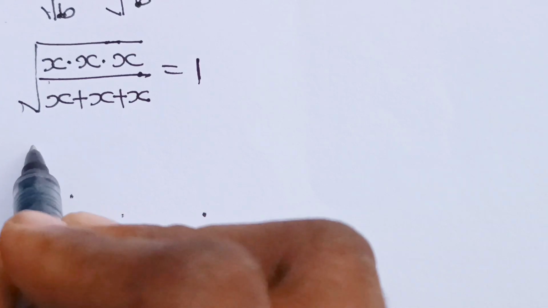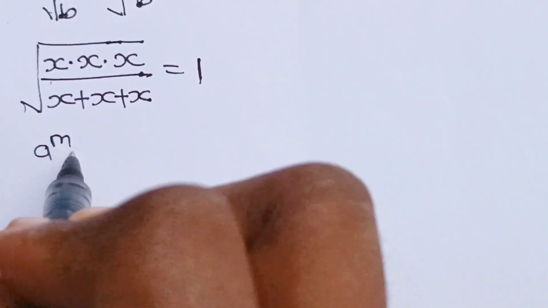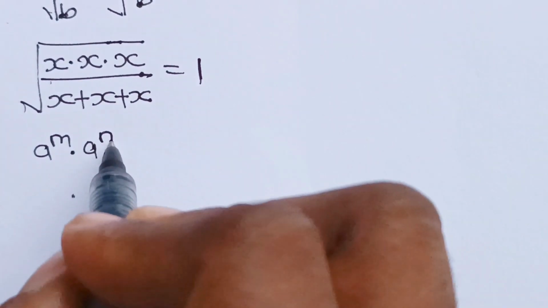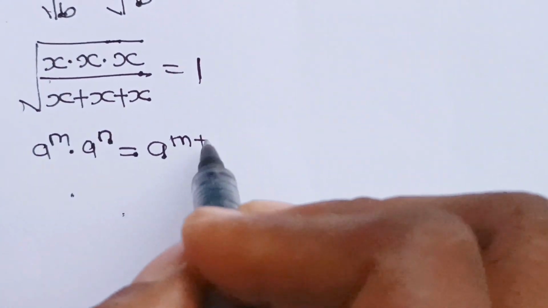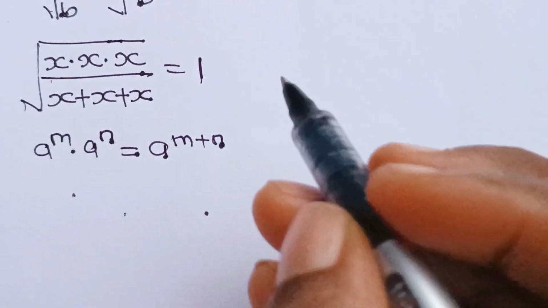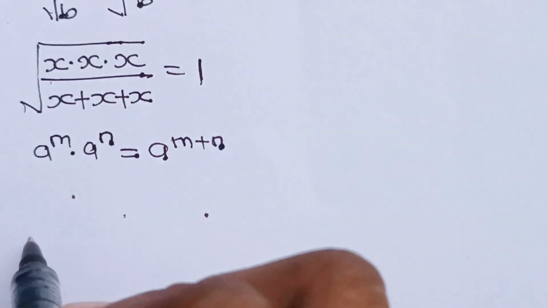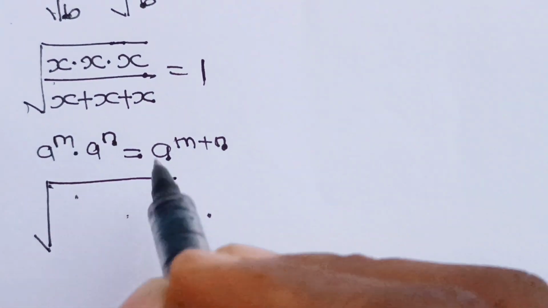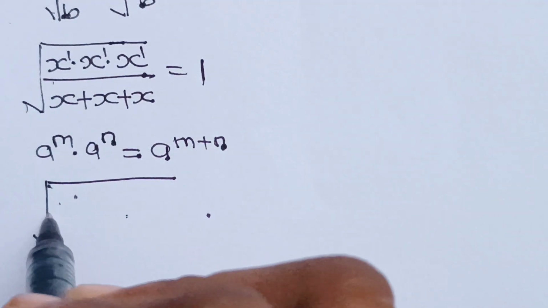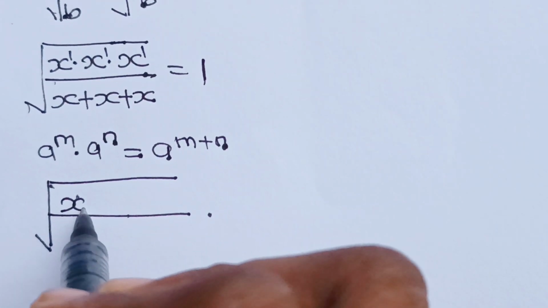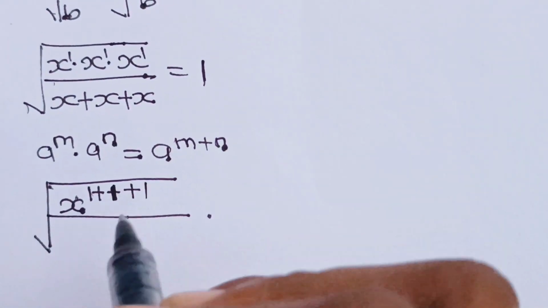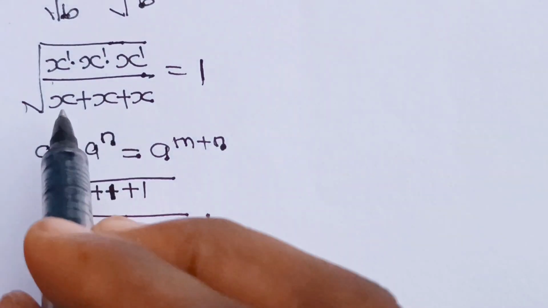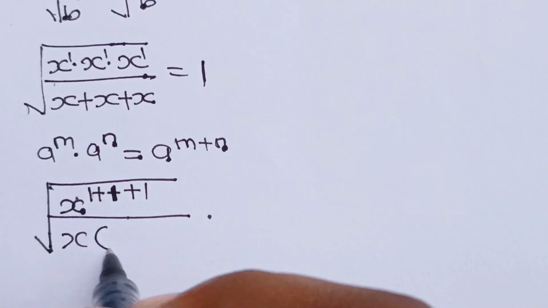Now we have what? When you have a to the power of m multiplied by a to the power of n, this is actually equal to a to the power of m plus n. Therefore, we can now write this as the square root of, since each is to the power of 1, we are going to pick one base, which is x, and we are going to add the powers. Divided by, now here they have x in common, we factorize.